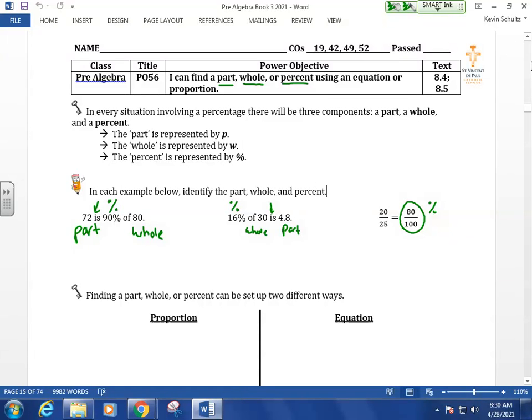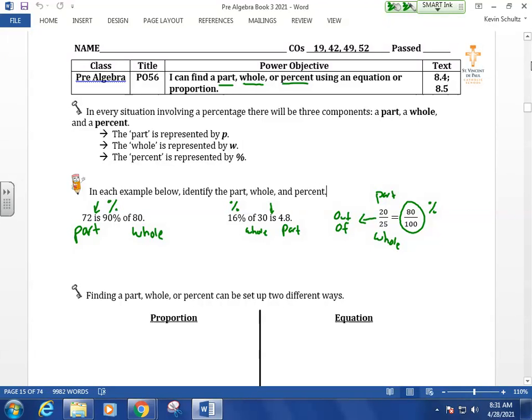I also don't see any words is or of, okay? But 20 out of 25, remember this fraction bar? One way to define it is out of. 20 out of 25. 25 follows that word of. That's going to be our whole. 20 is what's left. That's going to be our part. If you think of when you get a test score, 20 out of 25, 20 represents the part of the test you got right.